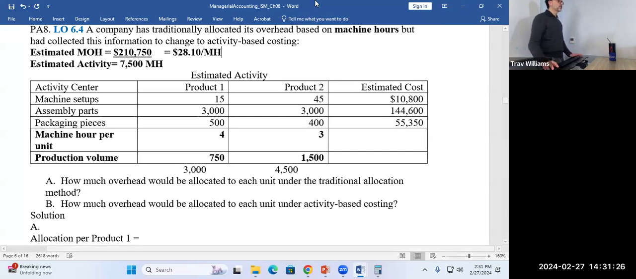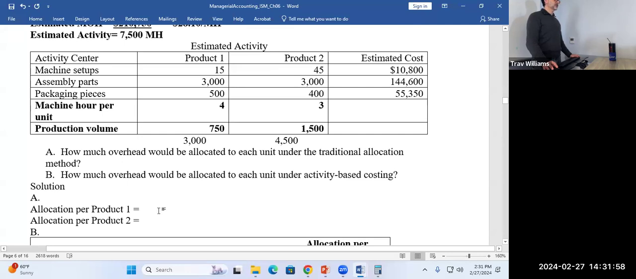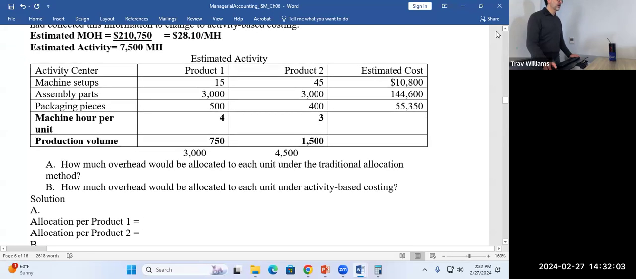Okay, so even though the formula is really simple, estimated overhead divided by estimated activity, well, they made us work to figure out what is the estimated overhead. And then they made us work some more to figure out what is the estimated activity. And then we could come up with our rate. But now, oh, let's see. Oh, okay, now the question is, how much overhead would be allocated to each unit? So notice we have product 1 and product 2. So what would be the overhead for 1 unit of product 1?